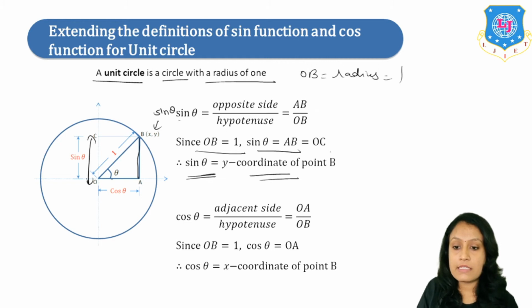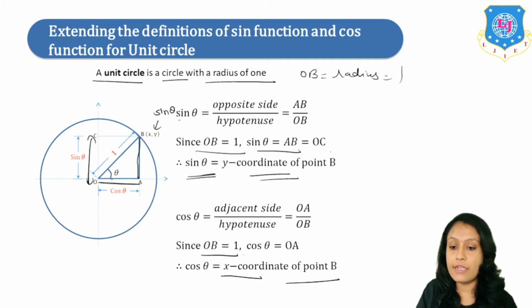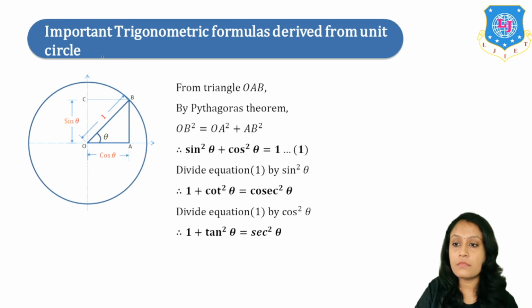Next, cos theta is adjacent side upon hypotenuse. Adjacent side is OA and hypotenuse is OB. So OA upon OB. Again we know OB is the radius and it is 1. Therefore cos theta will be OA, and OA is the x coordinate of the point P. Therefore cos theta is the x coordinate. So we can write this point as (cos theta, sin theta), where x is cos theta and y is sin theta.